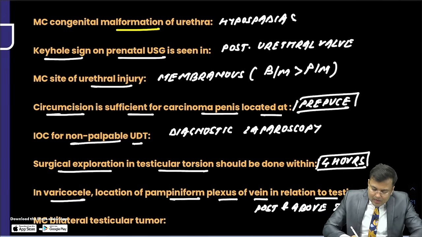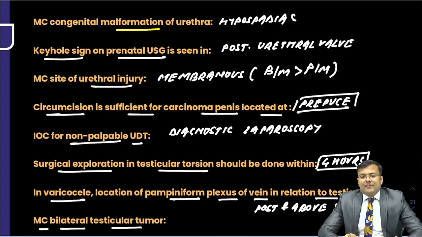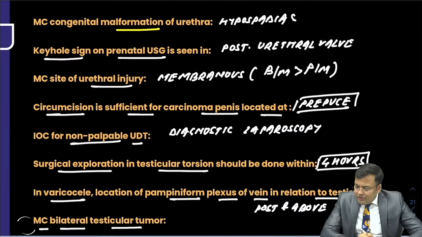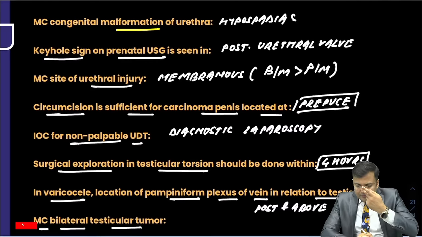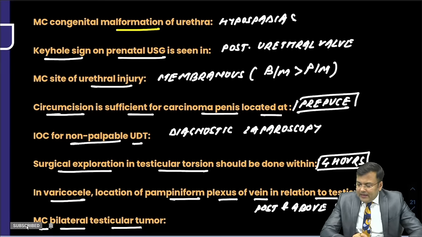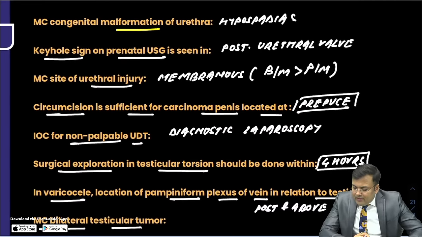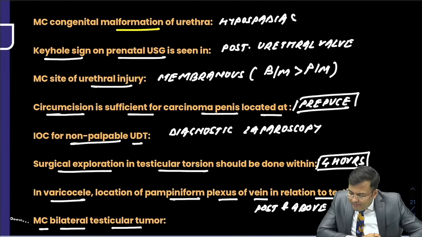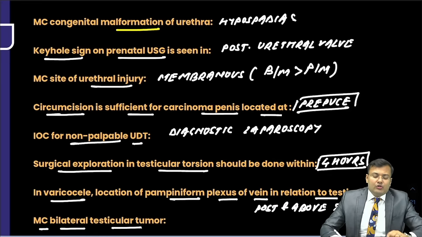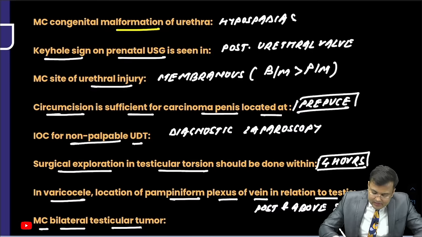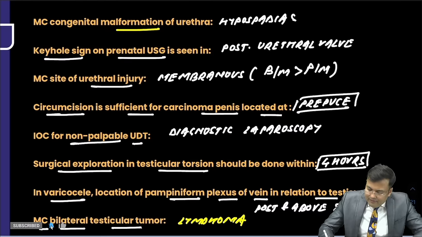Next, most common bilateral testicular tumor. Let me see who's going to reply correctly. It is not seminoma. Seminoma is the most common primary tumor, but the most common bilateral one is lymphoma. Mahesh Babu, very good. You are also replying to most of the questions correctly. It is lymphoma.